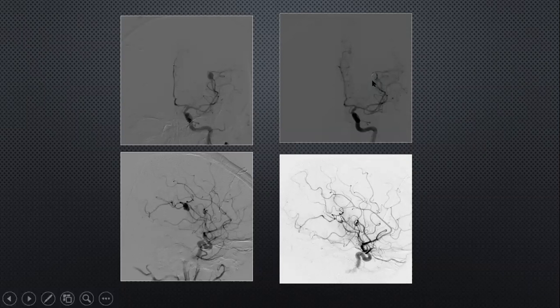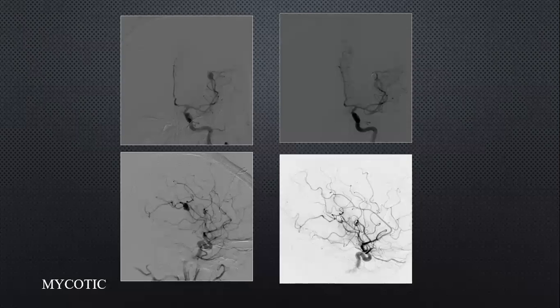Aneurysms can of course form distally as well, and this is a much more distal part of the Sylvian point of the MCA, and you can see more distal aneurysms. Typically, if you see them, you should think about mycotic aneurysms.